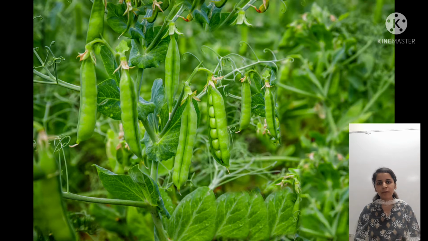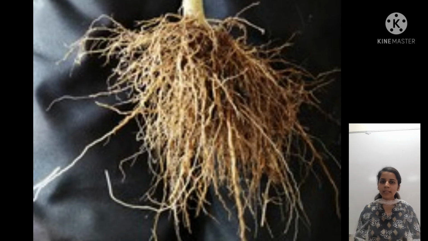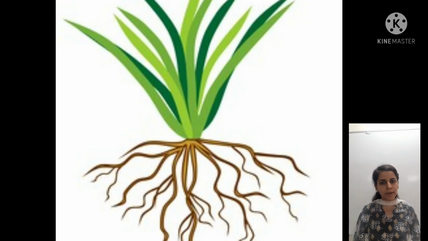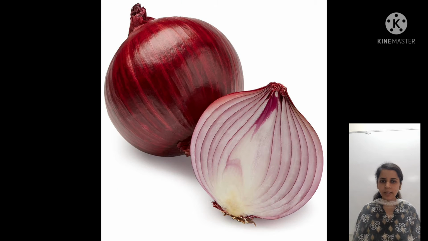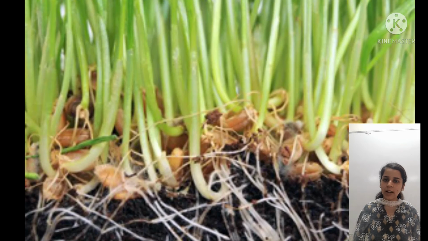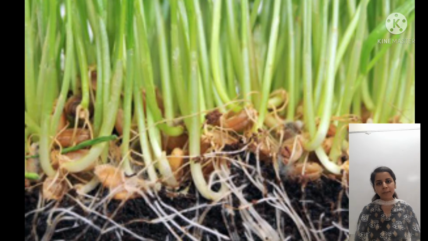And what about fibrous root? In fibrous root, the thin roots grow from the end of the stem and there is no main root. For example, onion, rice, wheat, grass, all these have fibrous root. So students, now let's talk about functions of the roots.